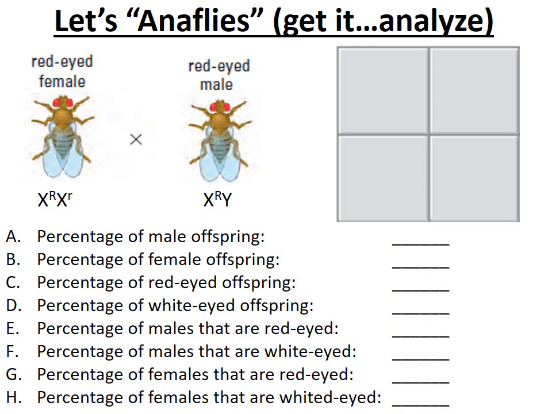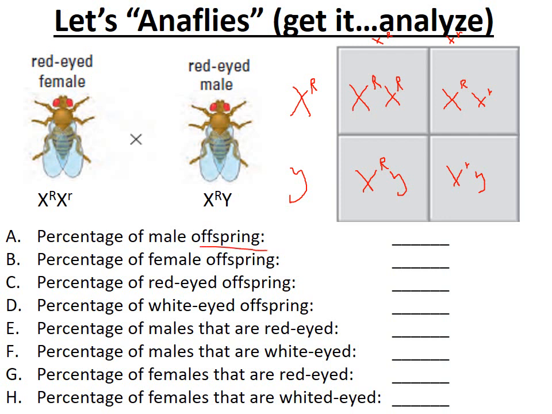So we'll do a few examples here together. So let's analyze this cross here. So we had X big R, X little r. And we're going to cross it with the X big R Y. And same idea, you do your Punnett square, so we have X big R, X big R, X big R, X little r, X big R Y, X little r Y. And then we're asked a series of questions. So let's take a look at the percentage of offspring that are male.